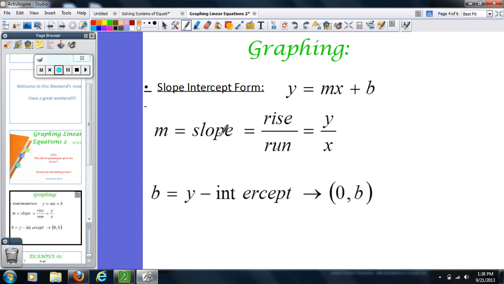So m is our slope, which we're going to say is rise over run. And when you think of rise, you think of going up. So up and down on the axis is your y value, and run, when you run horizontal, you don't run vertical. So the run is going to be in regards to your x. That's an easy way to remember it. b is your y-intercept, and we know that any point that falls on the y-axis is going to have an x value of 0, so it's going to be the point (0, b).